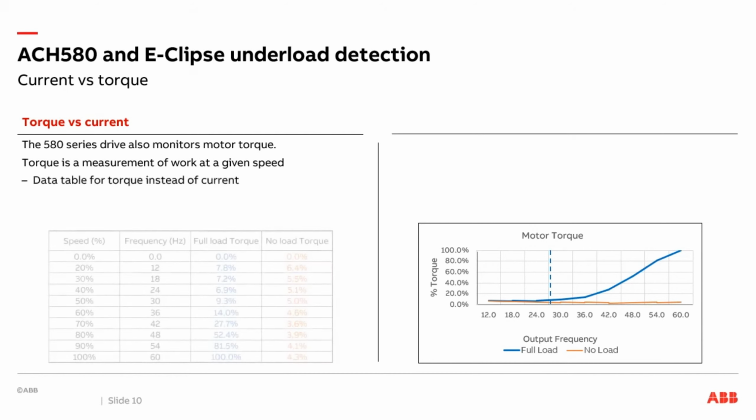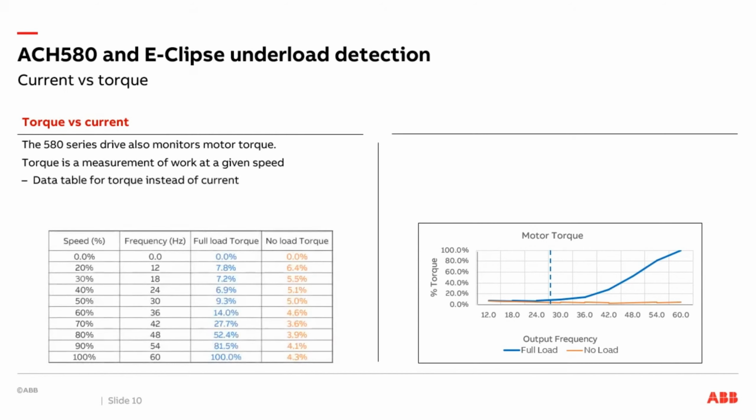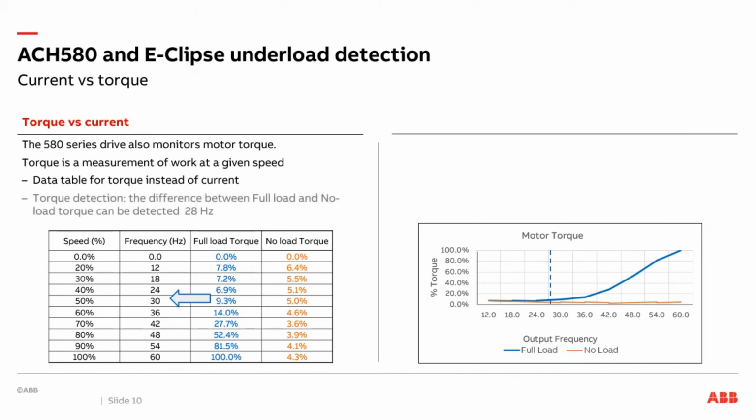Our data table on the left shows two interesting observations. First, using torque, you can detect the difference between load profiles much earlier in the speed range at about 28 Hertz. By comparison, the same detection for current happens at 38 Hertz.